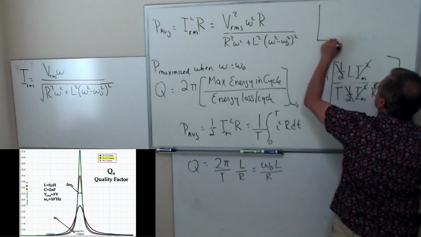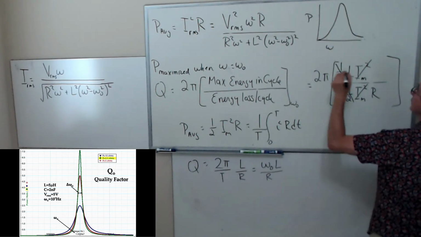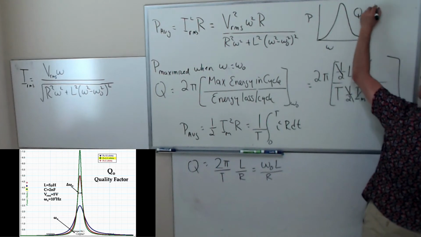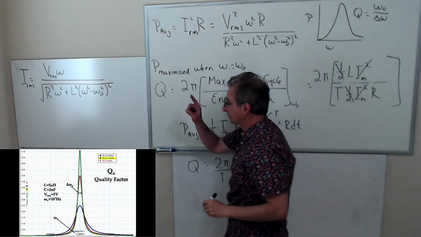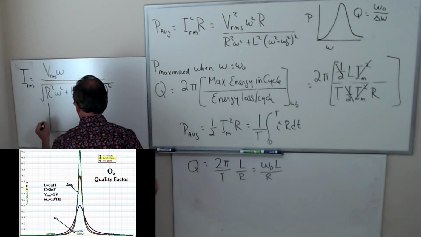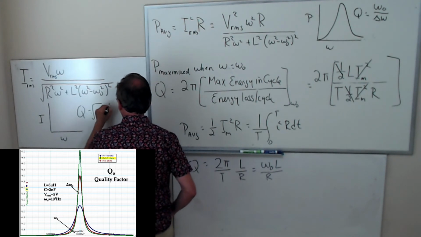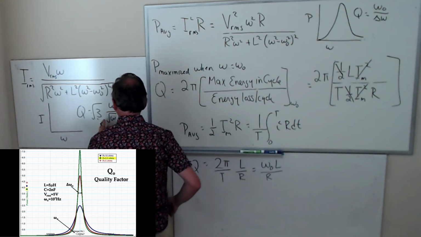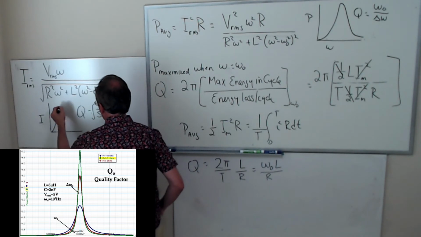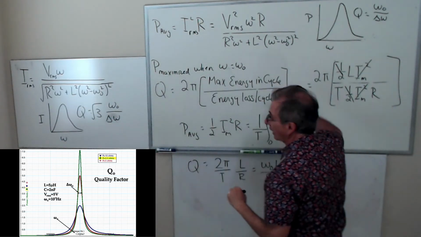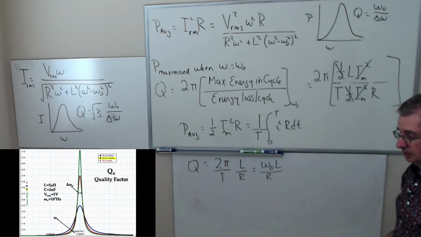Now, if you plot P versus omega, you can show that Q is also omega naught over delta omega. If you plot this, you can show that Q is the square root of 3 omega naught over delta omega. Okay, the width of this graph is different than the width of this graph. In fact, that one's wider.